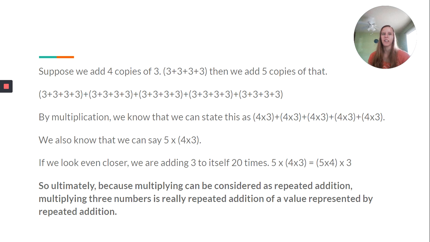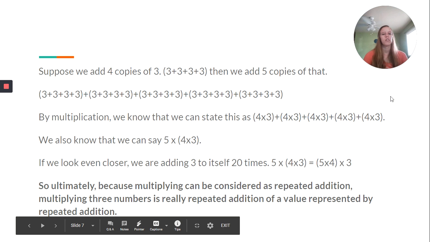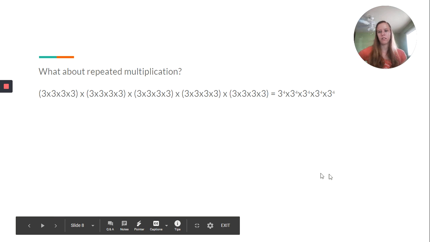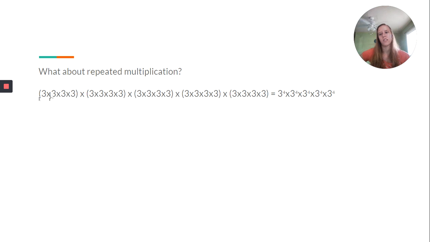So what does that mean with exponents? What about repeated multiplication? So we have 4 threes written out: 3 times 3 times 3 times 3, 3 times 3 times 3 times 3, and then we did that 5 times. So that times itself, times itself, times itself. Really saying 3 to the 4th times 3 to the 4th times 3 to the 4th times 3 to the 4th times 3 to the 4th.